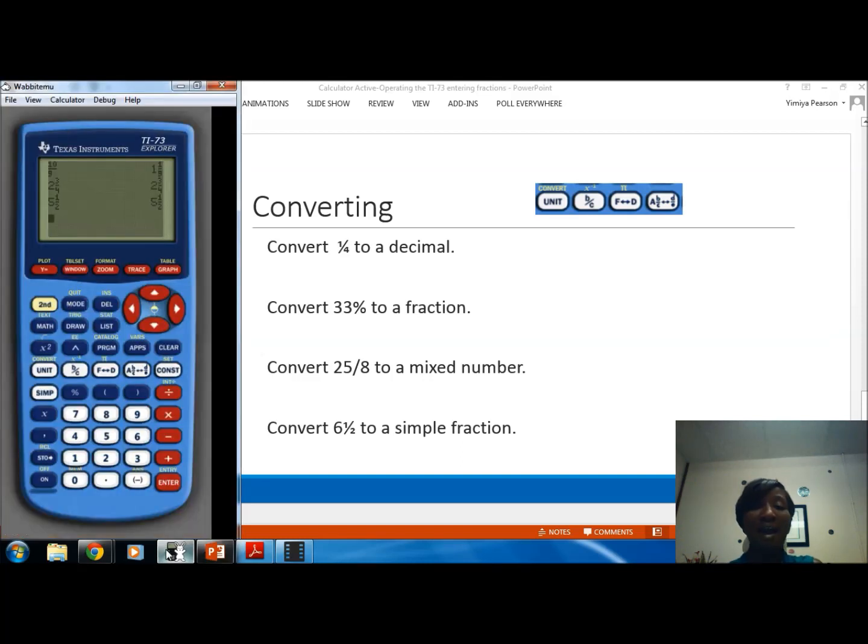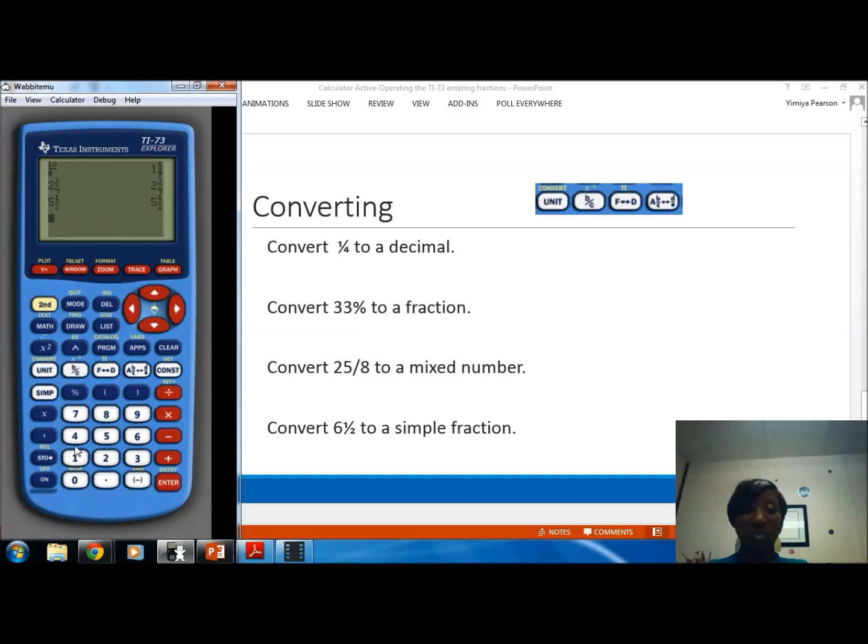Next, let's look at how we can convert. Again, this row is primarily what you will use when you're dealing with fractions. So we talked about the unit, we talked about the B/C. This next key is F to D or D to F, which means you're changing fractions to decimals and decimals to fractions. And then the fourth key here deals with changing mixed numbers to simple fractions and simple fractions to mixed numbers. Okay, so for the first example, let's convert 1/4 to a decimal.